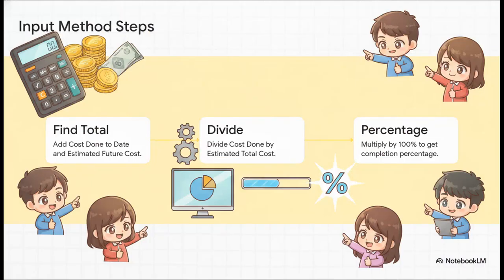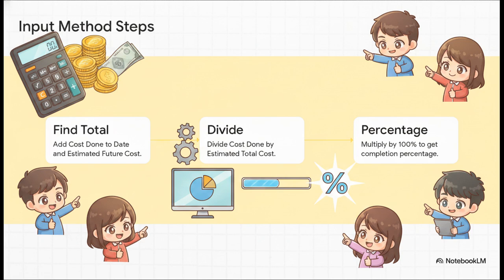Let's actually walk through a step-by-step calculation using the input method from our notes. Say our total contract price is 10 million ringgit. First things first, we need to find our total estimated cost. We do this by adding our cost to date, let's say 2.5 million, to our estimated future costs, which is 3.2 million. That gives us a total estimated cost of 5.7 million ringgit.